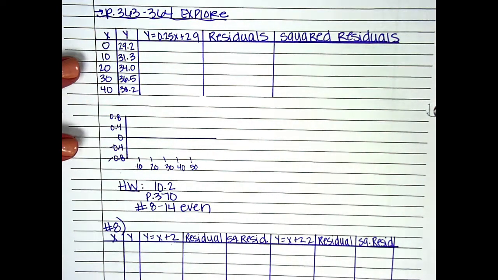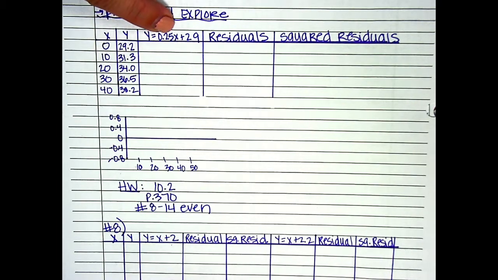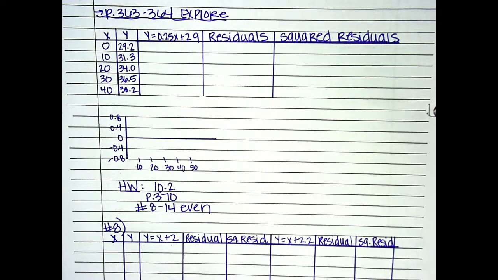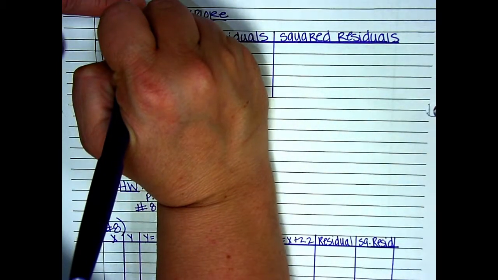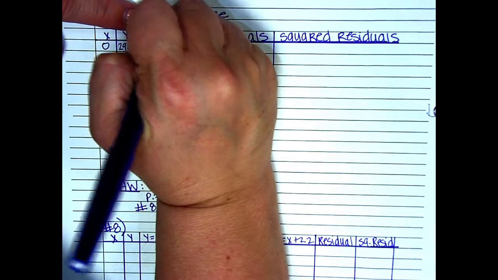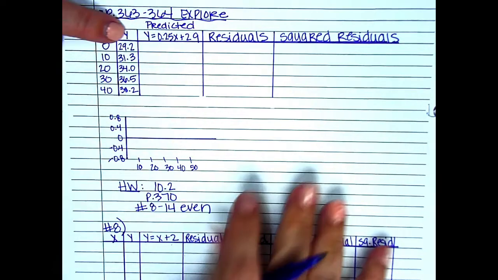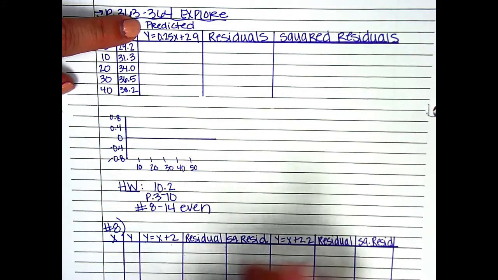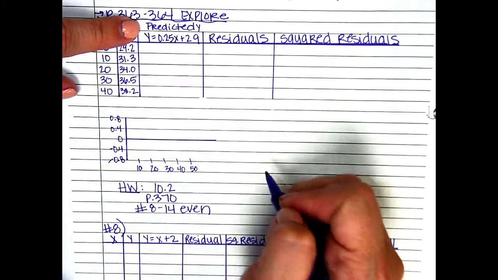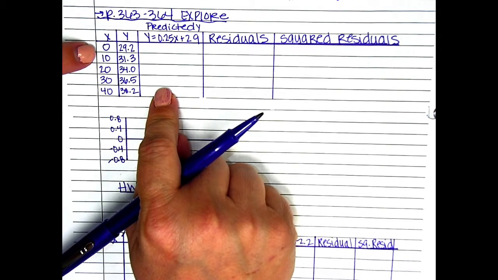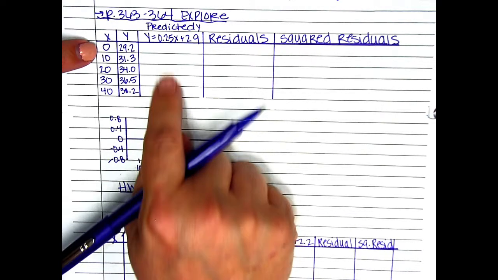Okay, on page 364, part B says use the residuals to calculate the quality of the fit for the line y equals 0.25x plus 29, where y is the median age and x is the years since 1970. So what we're going to do, this would be the predicted line, or the predicted value of y. We're going to take our values from x and plug them in.